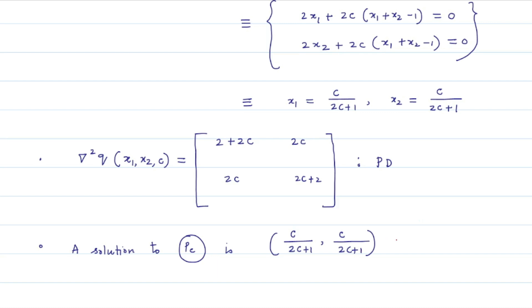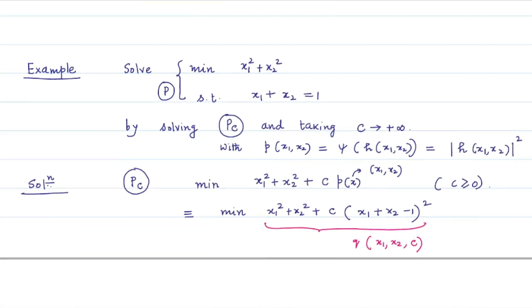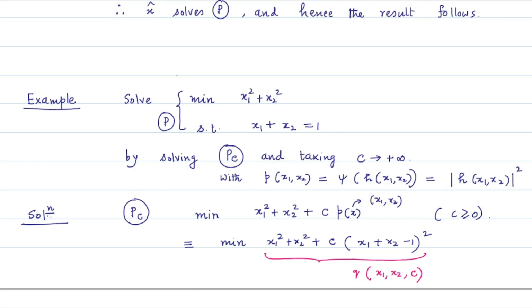Now if we take the limit as c tends to positive infinity, this point converges to (half, half). Looking at the original problem, the point (half, half) is indeed a solution to this constrained optimization problem. I am keeping it as a home task that you geometrically figure out that the point (half, half) is indeed the solution to the problem capital P.